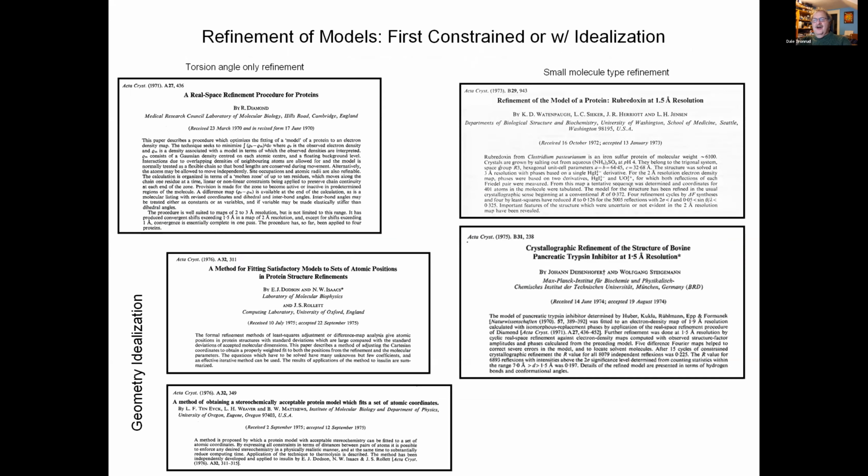Now, I don't really know how to graphically represent programs. So I'm just using the abstracts from the papers to describe these things. But the first real effort was in 1971. Bob Diamond created a program that would refine a model, but only by varying the torsion angles. He constrained the bond lengths and bond angles and just refined the torsion angles to optimize the structure to the electron density map. It was a real space refinement program.